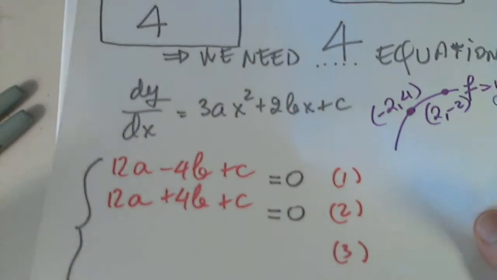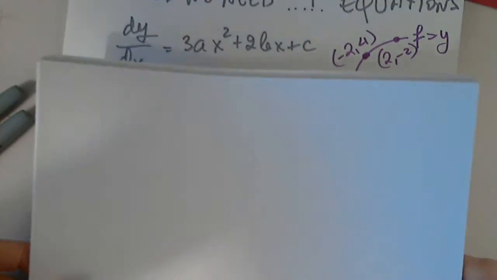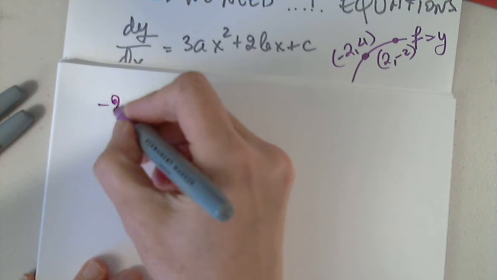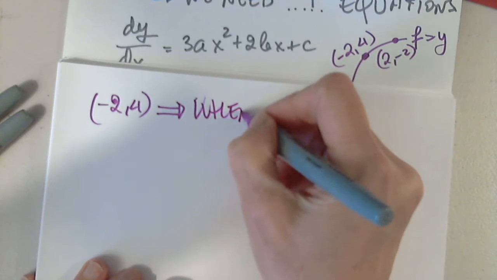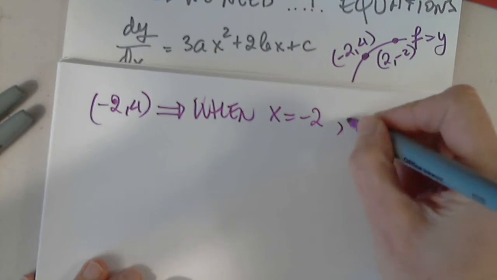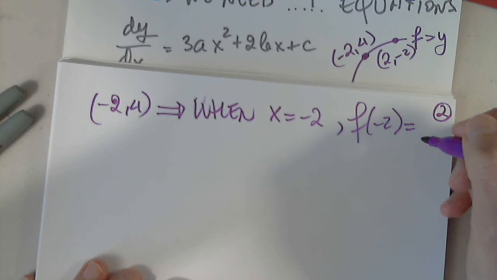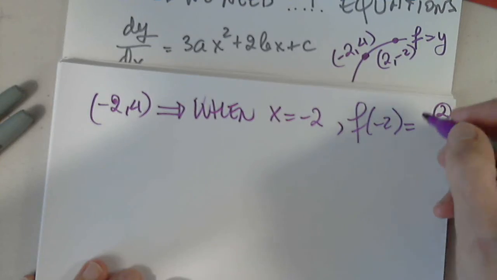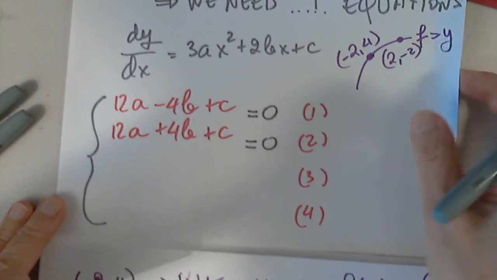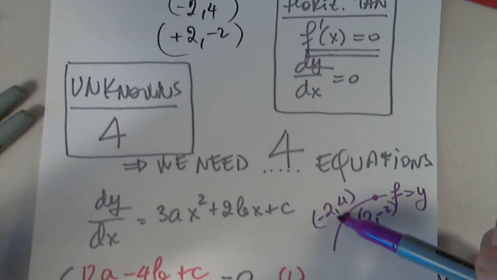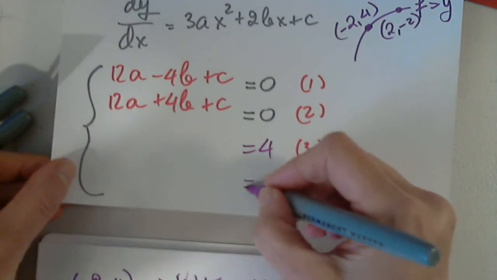So negative 2 comma 4 really says that when x equals negative 2, f of negative 2 must be 4. So that's how I get 2 more equations. In the original function, I plug in negative 2 and get 4. In the original function, I plug in 2 and I get negative 2.